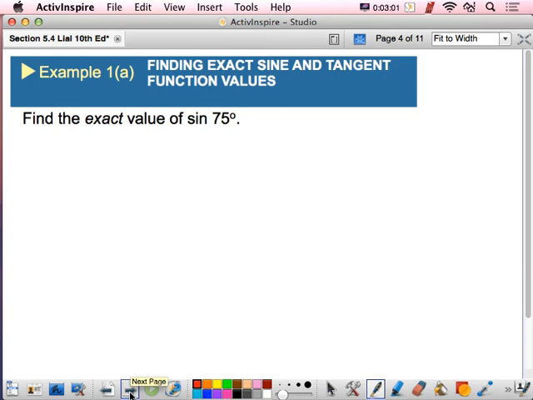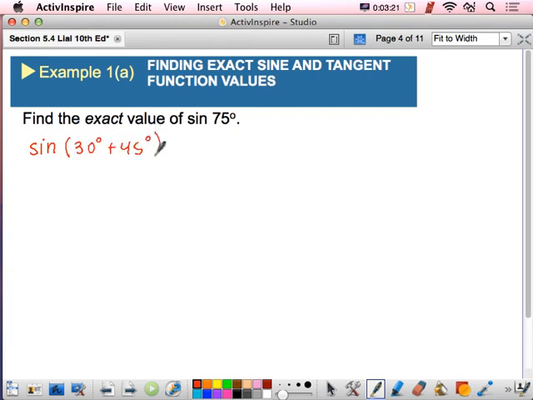Is 75 degrees on our unit circle? No. But we know that there are a couple of things on our unit circle that could add or subtract to 75. What are they? 30 plus 45. So we know that that would work. So I could rewrite this as the sine of 30 plus 45 degrees.